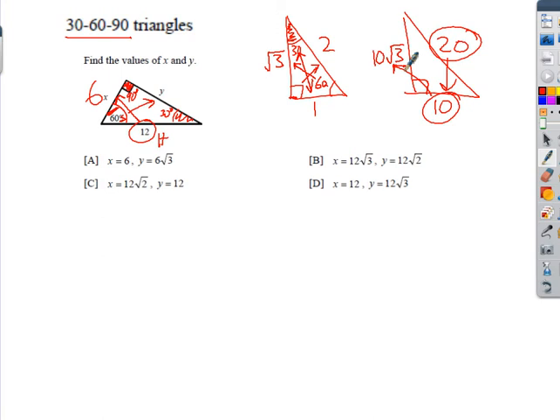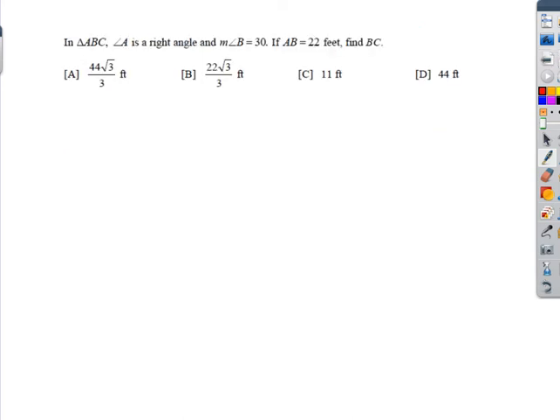So then if the short side here is 6, then the long side must be 6 on the square root of 3. Alright, so x is 6, y is 6 on the square root of 3. Nicely done. Alright, so it's critical on these things that you recognize where the hypotenuse is, and then where the short side is, and where the long side is.